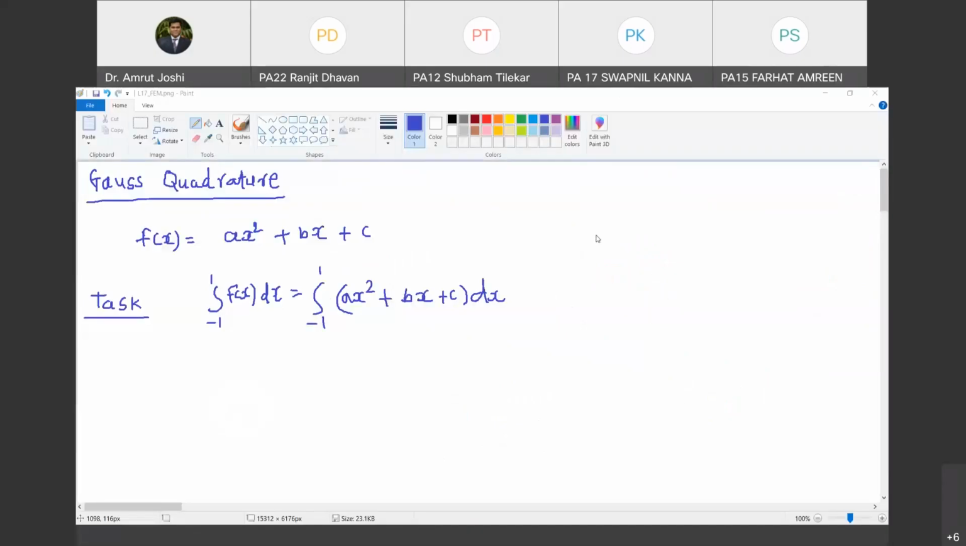Till previous class, we were dealing with isoparametric elements, and now we are going to take a detour and discuss Gauss quadrature. Once you learn what a Gauss quadrature is, it is going to highlight another power of the isoparametric formulation that we have learned.